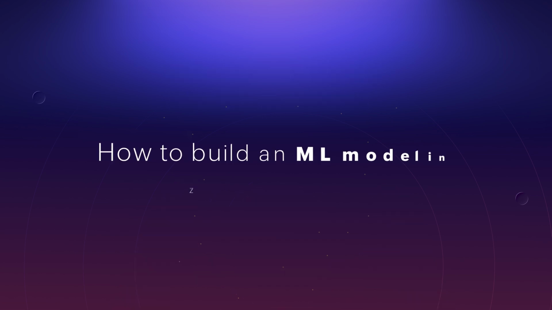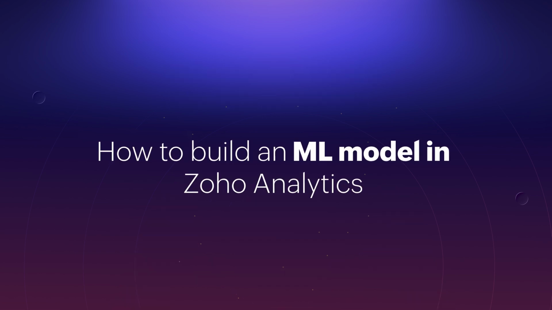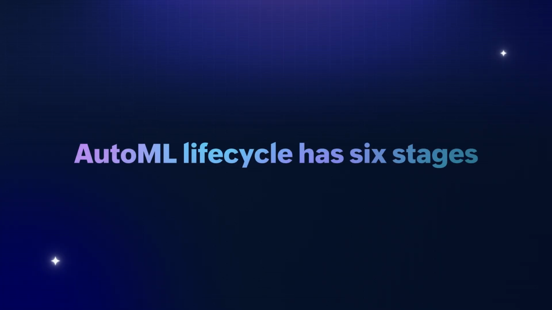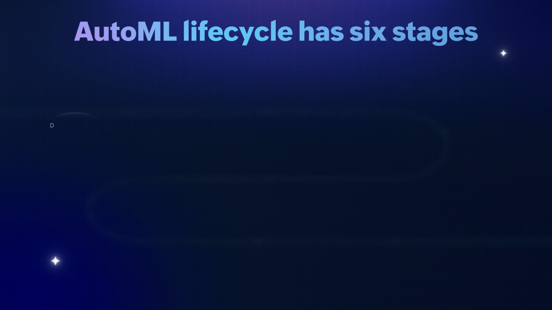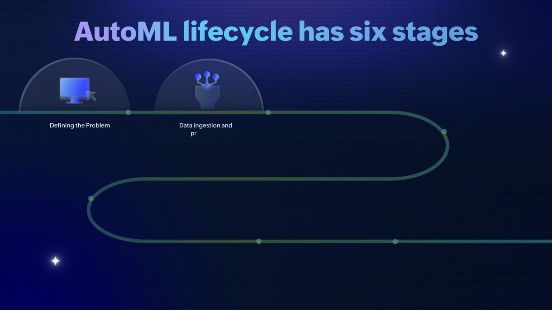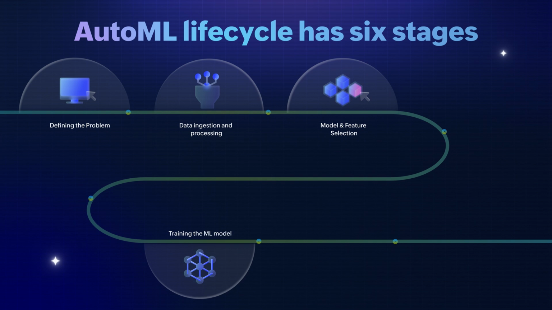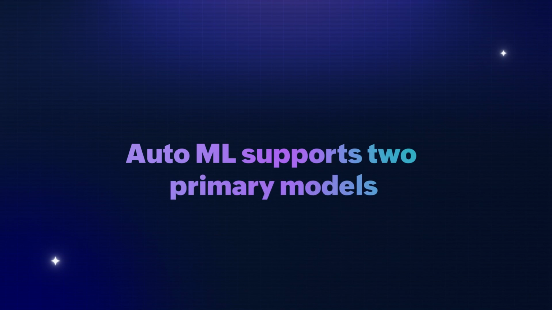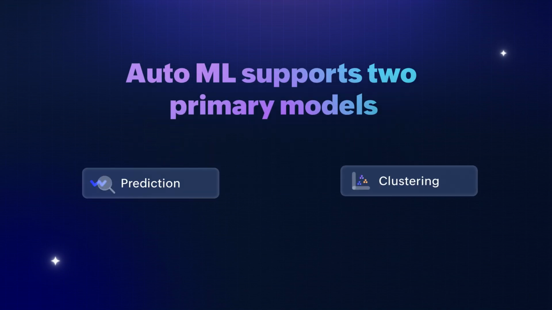In this video, we'll walk you through how to build an ML model in Zoho Analytics. The AutoML lifecycle has 6 stages: defining the problem, data ingestion and processing, model and feature selection, training the ML model, model evaluation, model deployment. AutoML supports 2 primary models: prediction and clustering.